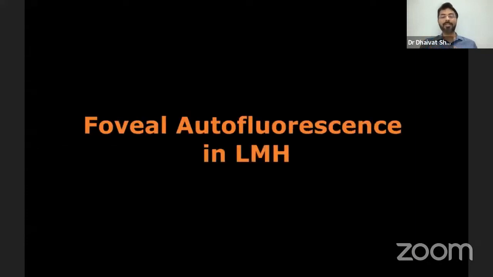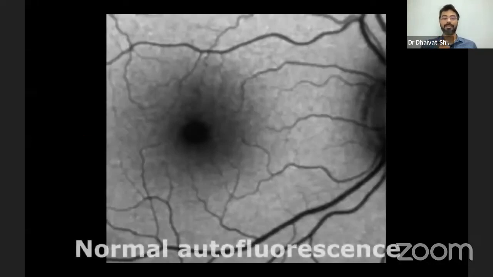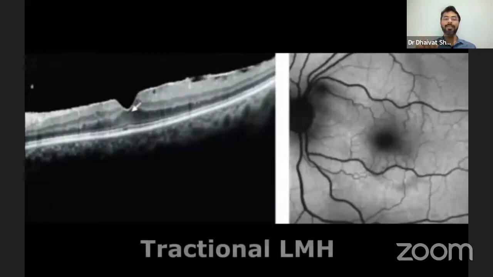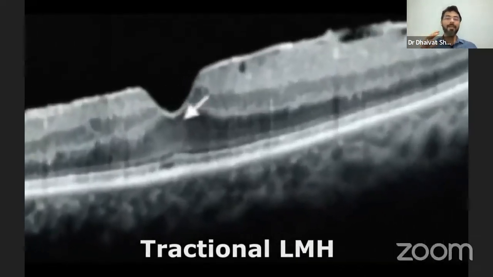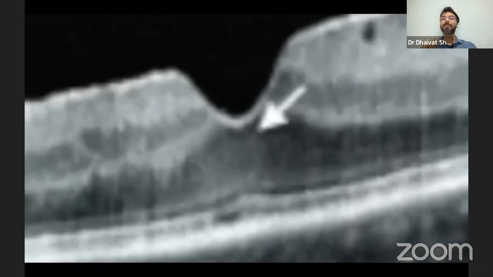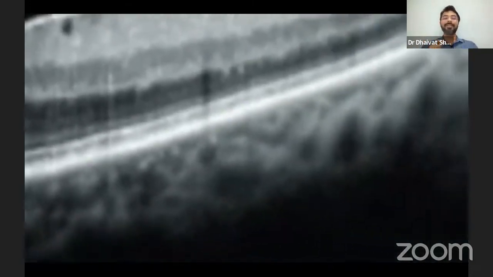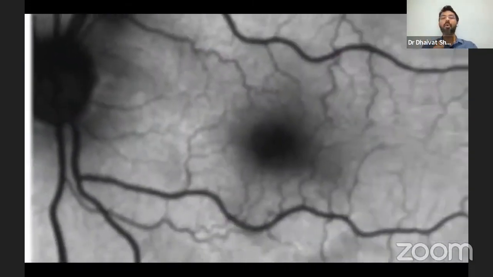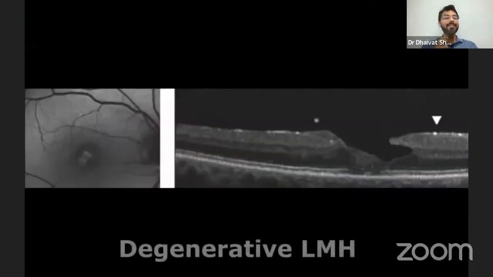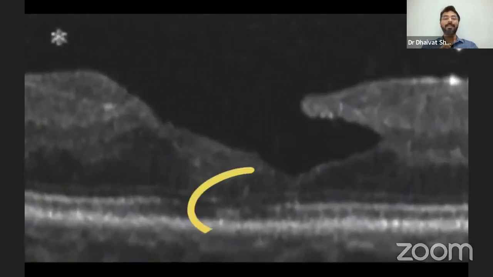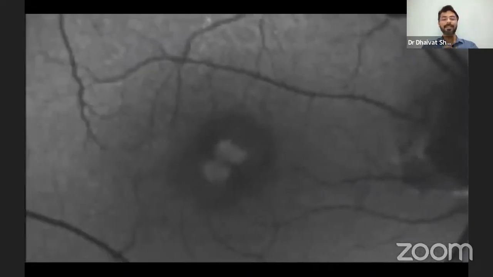Again, to diagnose, as Dr. Jatinder mentioned, I also tend to use a lot of autofluorescence in my macular hole cases. We know normal autofluorescence is because of lipofuscin that is accumulated in the RPE. So when we see tractional lamellar holes, the outer retina and the RPE are absolutely intact. That is the reason the fluorescence is near normal. But when we see degenerative macular holes, the outer retina is gone and so is the RPE. So you might see an abnormal autofluorescence like we see in this case. There's a hyperautofluorescence.